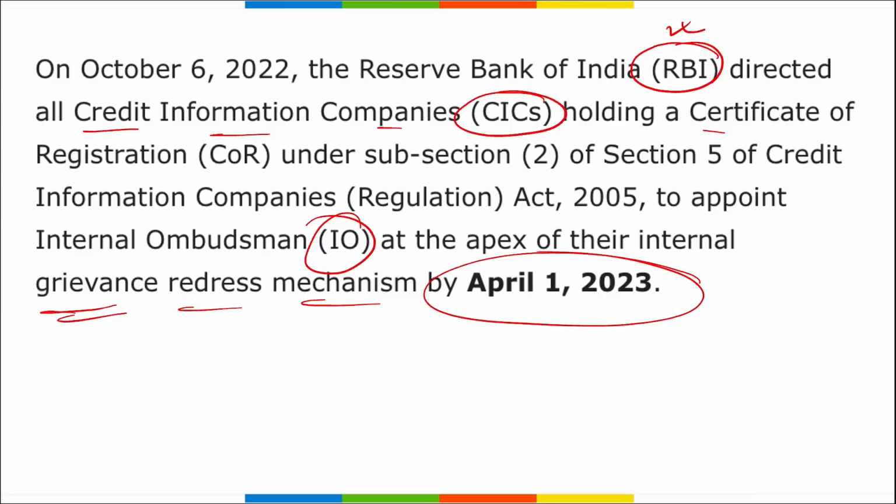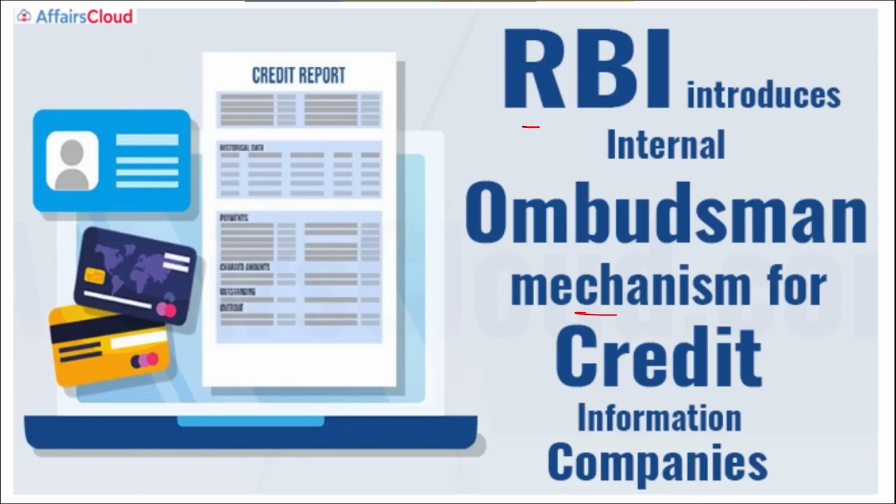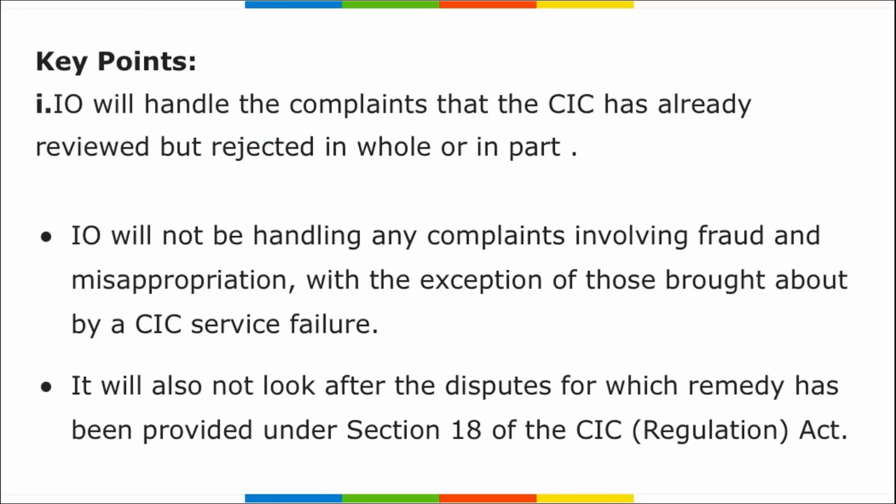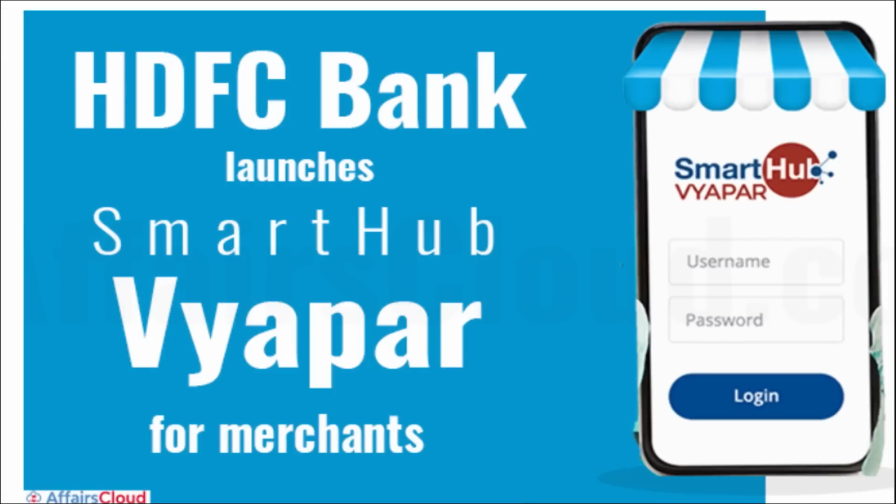Alright, also remember, RBI will look at the cases where the IO's decision was rejected by the CIC. IO will report administratively to the managing director or chief executive officer of the CIC and functionally to the board. Alright, these are some of the things that you need to remember regarding IO, that is your internal ombudsman. So RBI introduces internal ombudsman mechanism for credit information companies. Next, here you can see these are some of the things that we were talking about IO, what he can do and what he cannot do.